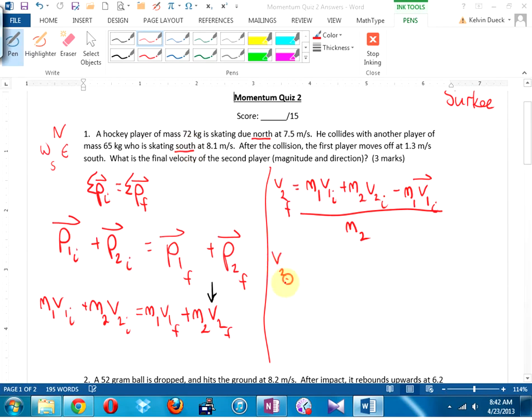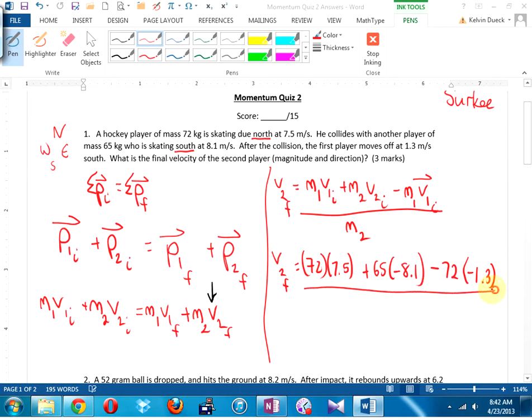V2 final is going to be mass 1, 72, times 7.5, plus mass 2, 65, times negative 8.1, south, minus mass 1, 72, times negative 1.3. Yeah, I'm going to get a minus minus in there. That's okay, nature is taking care of it. The universe is not going to explode. All divided by mass 2, 65.